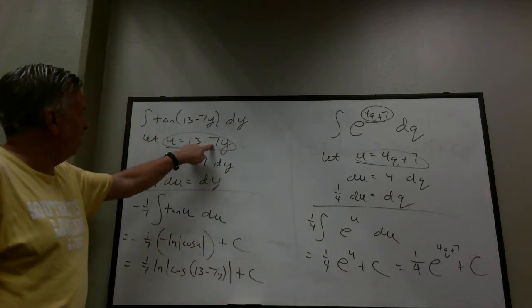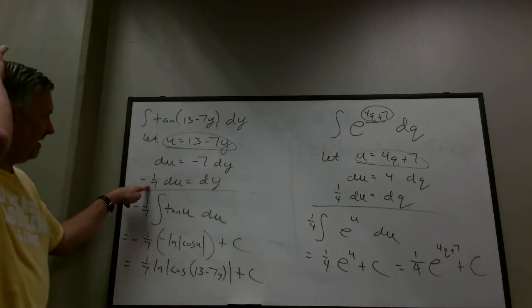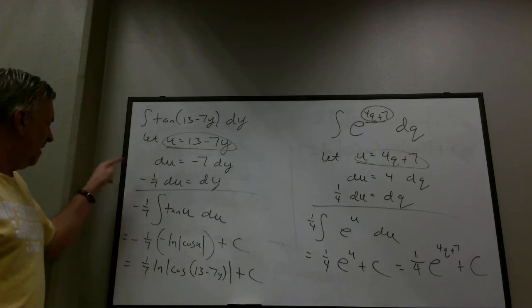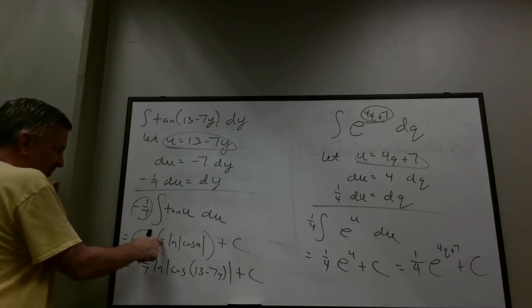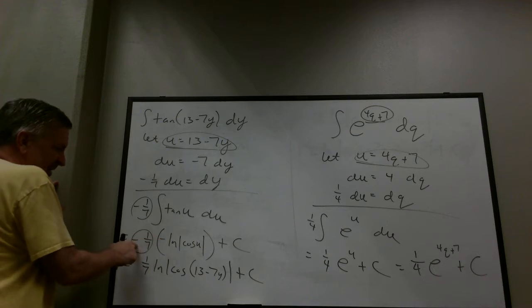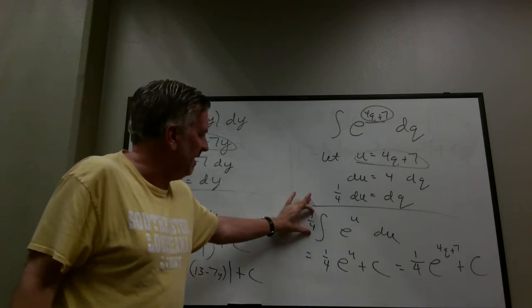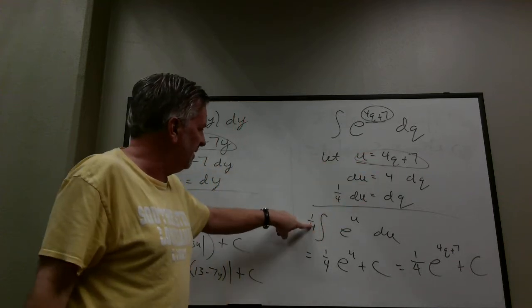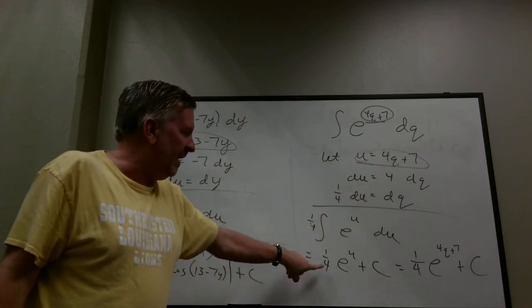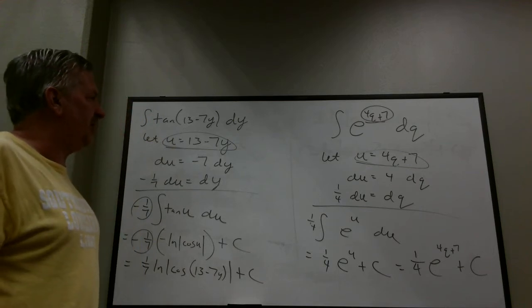What was the slope here? -7. Notice I wound up dividing both sides by -7. Okay? And notice that just stayed out front here, right? Now granted, the negative disappeared, but still basically sitting out front. Same with the fourth here, right? So whatever the slope is in your substitution, you want the 1 over that out front.